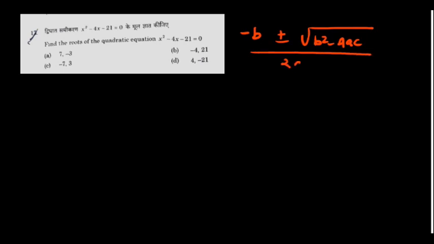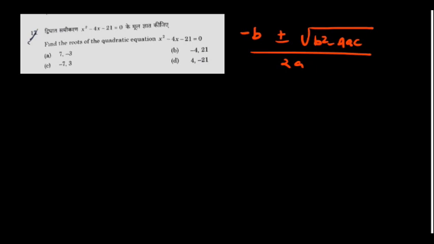Find the roots of the quadratic equation. So minus b plus or minus square root of b square minus 4ac upon 2a. Maybe we can write it in terms of fractions, but I am not so comfortable with fractions, so I'll just write it.